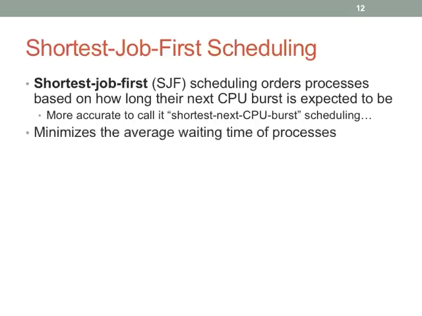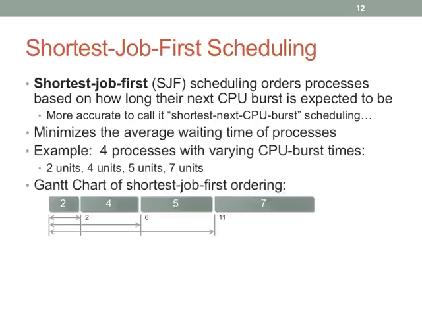And so this will minimize the average waiting time of processes. So again, we had this example in CS24. If we have 4 processes with these expected CPU burst times, so 2 units, 4 units, 5 units, and 7 units, and we do them shortest to longest, then we get an average wait time of 4.75.